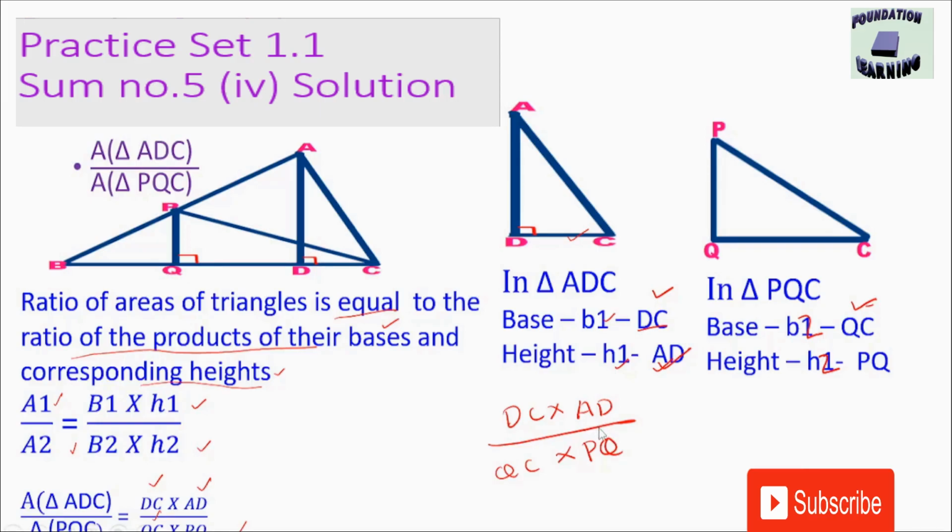I hope you have understood this sum. It was very simple. Only with practice you will find it easy. In fact, it's quite easy. There is nothing difficult, because the only rules you have to follow are: first is the first property, that is B1 into H1 upon B2 into H2. Second, when the heights are equal, we will use B1 upon B2. And when the bases are equal, we will use H1 upon H2. Simple. So this type of sum, whenever it's regarding ratios, we have to use any one of the three properties.